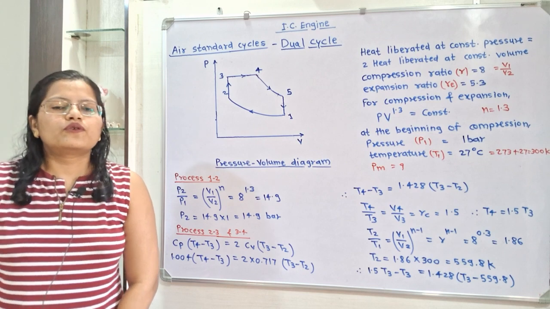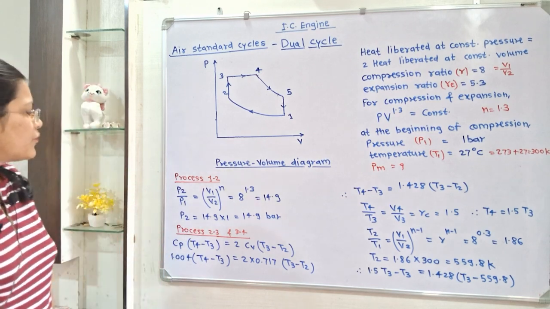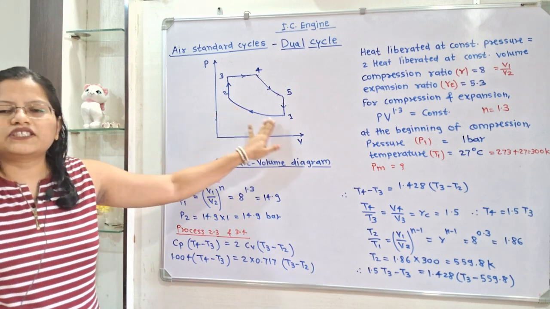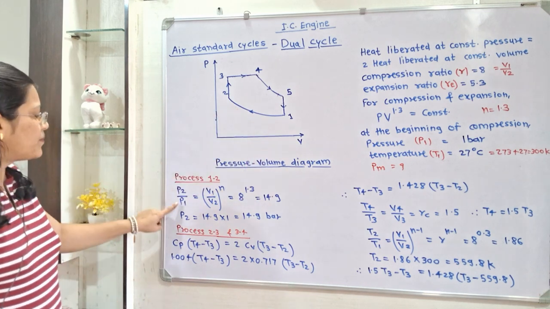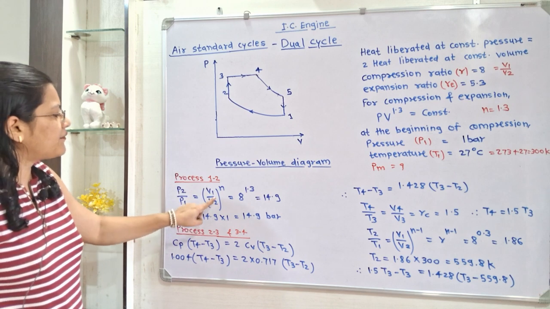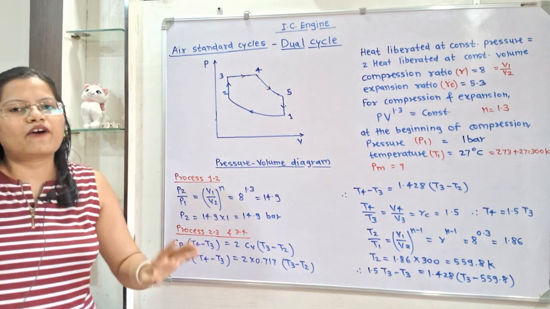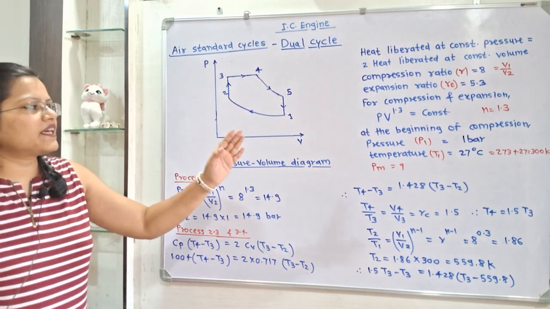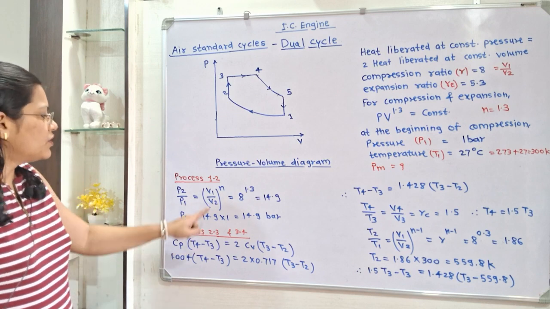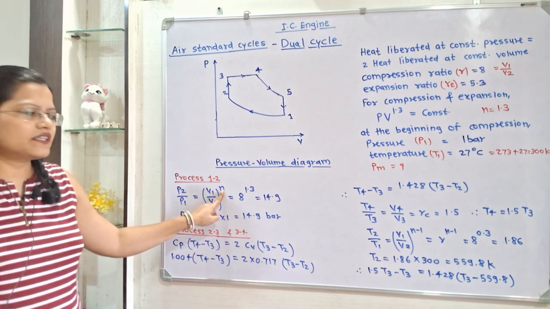Now we will move to the process 1 to 2. So we have relation between pressure as well as volume. P2 by P1 is equal to (V1 by V2) raised to n, because for the compression and expansion we have to follow the law PV^n equal to constant. So instead of gamma we will use here n.